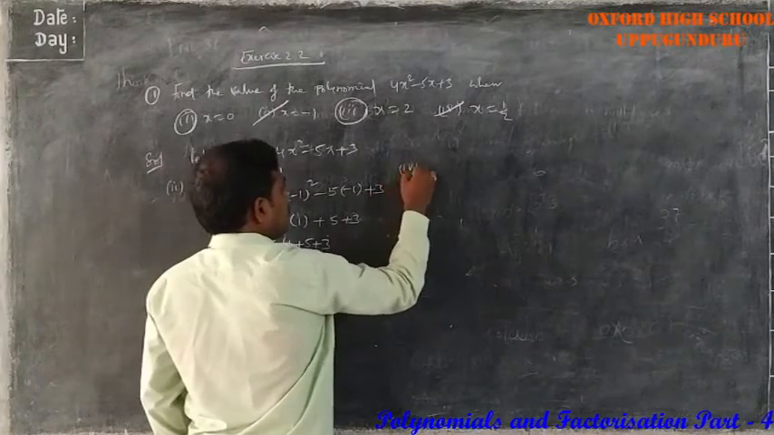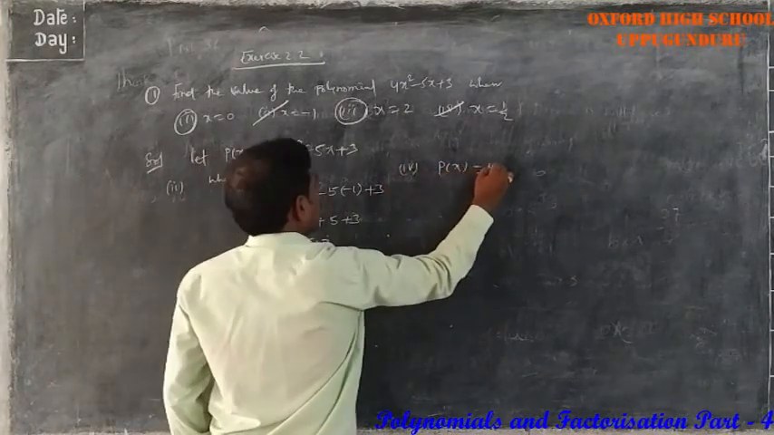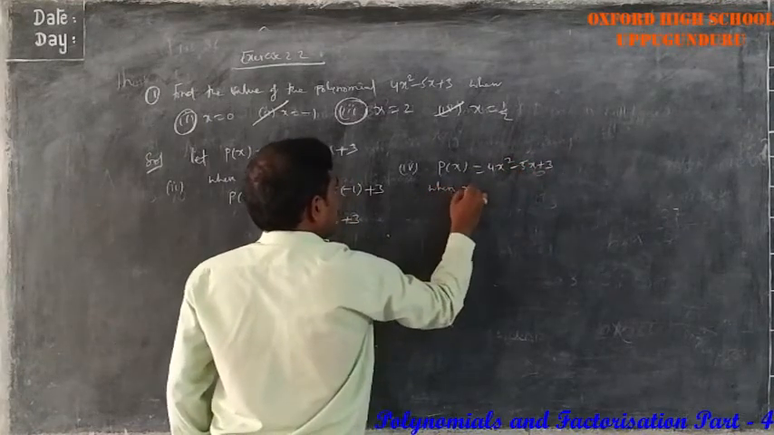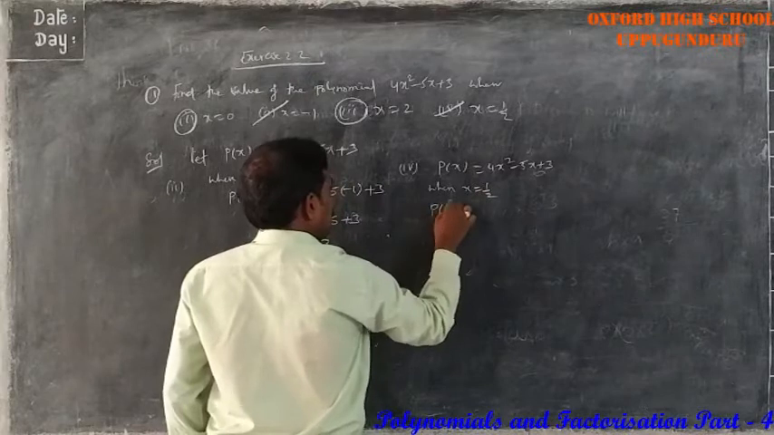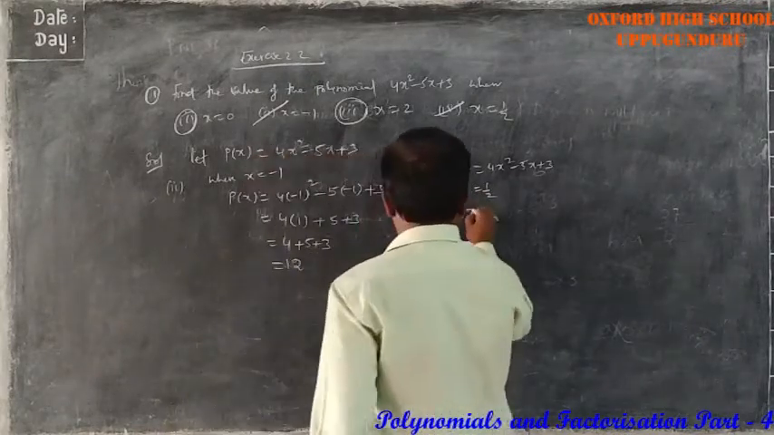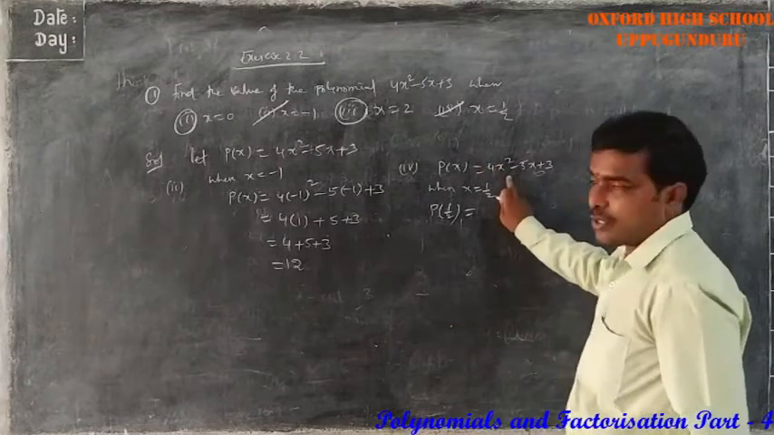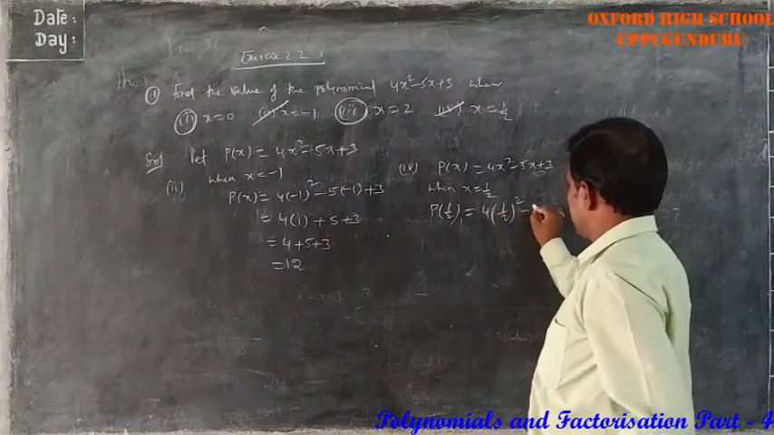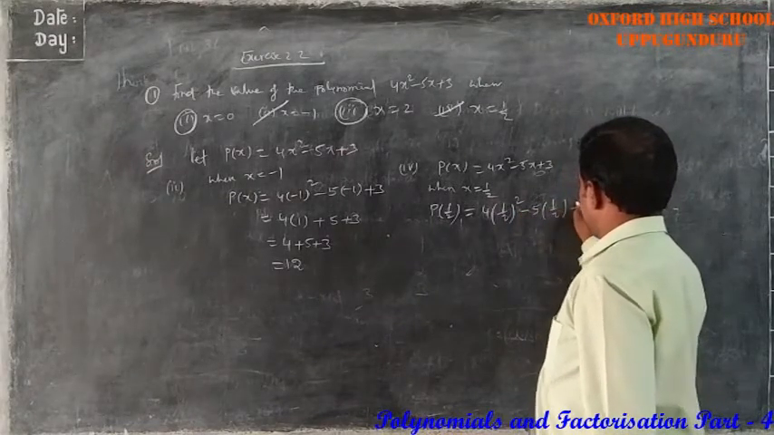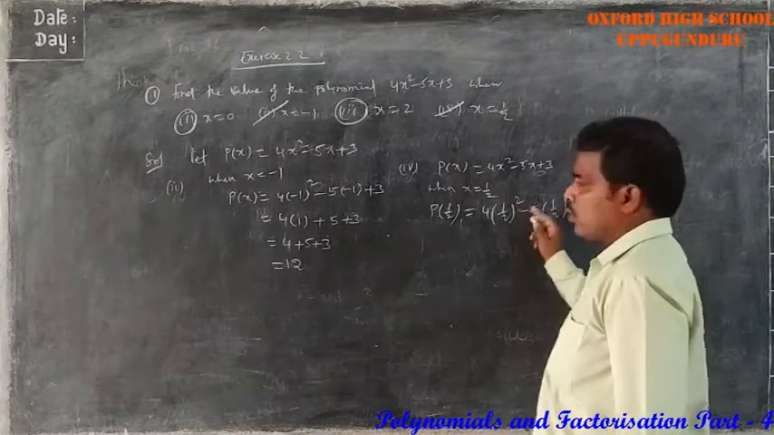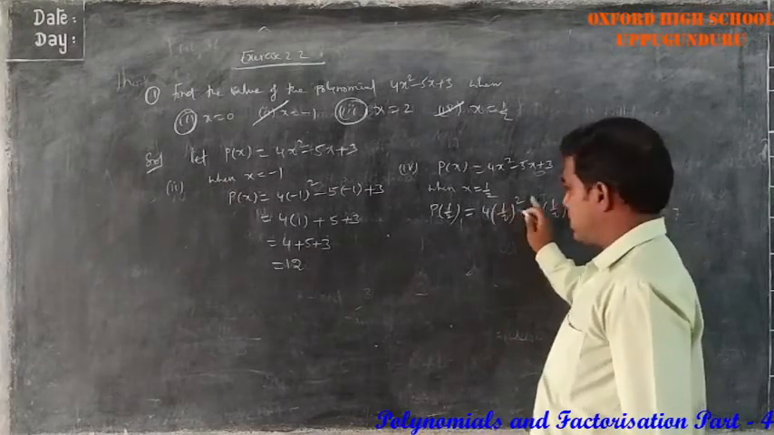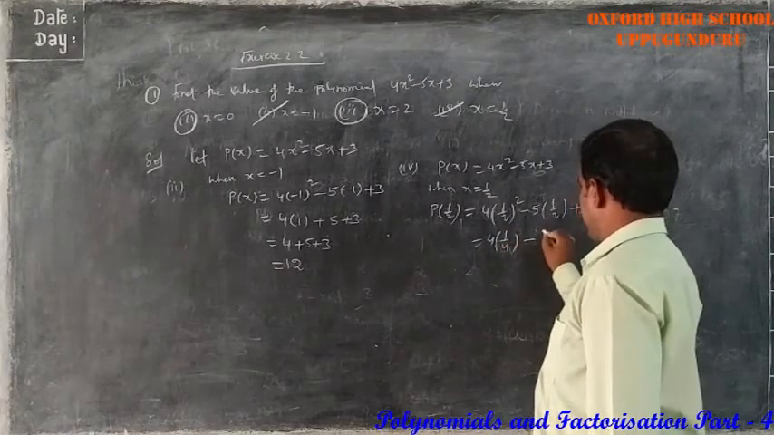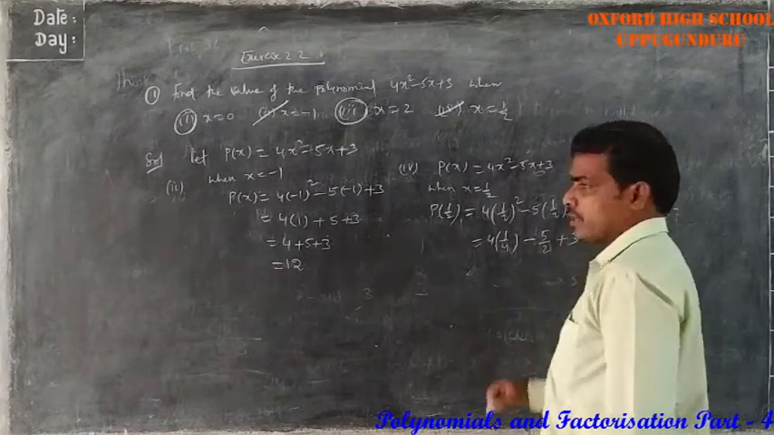Now fourth one, p of x equal to 4x square minus 5x plus 3 when x equal to 1 by 2. p of 1 by 2 equal to, so in place of x you have to substitute 1 by 2. So 4 into 1 by 2 whole square minus 5 into 1 by 2 plus 3. 1 by 2 whole square: 1 square is 1, 2 square is 4. So 4 into 1 by 4 minus 5 into 1 by 2, 5 by 2 plus 3.